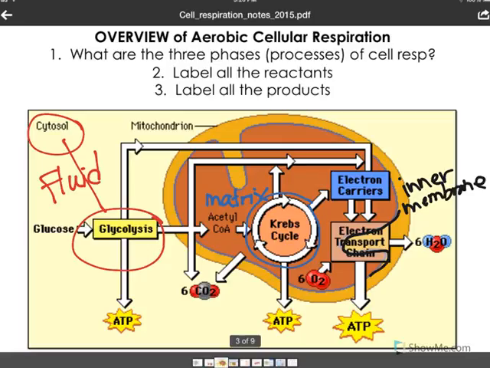So remember, we talked about how the electron transport chain is making the most ATP. So the more folds and more surface area, the more inner membrane you can have, ultimately the more ATP you're going to get out.